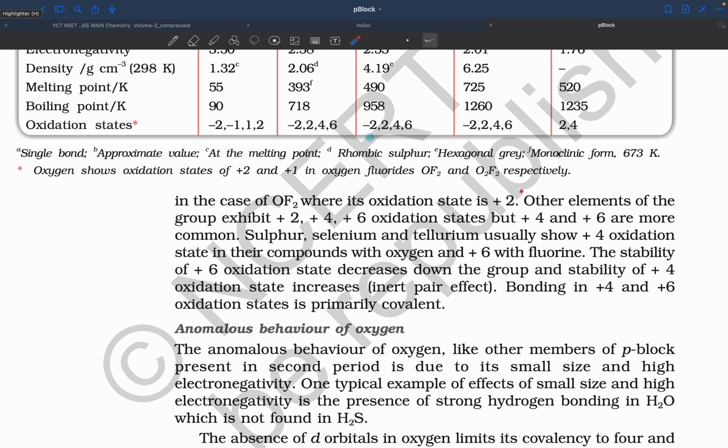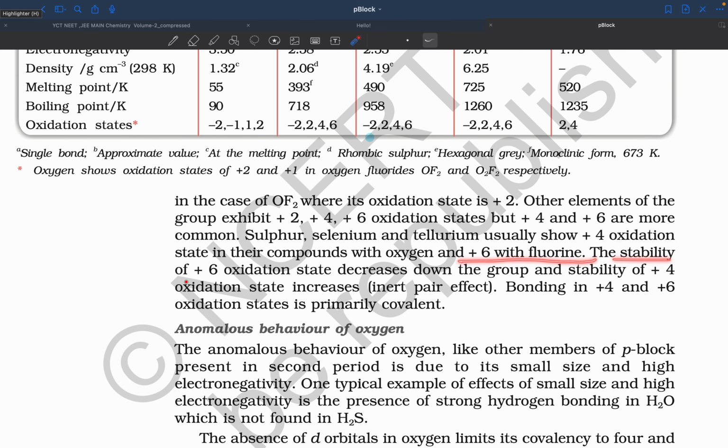Except in case of, you can see here, oxygen difluoride, where the oxidation state is +2, and the other elements exhibit +2, +4, +6 oxidation numbers. We have just seen that +6 is due to use of all the electrons, +4 is for only p electrons, and +2 is possible for these elements when compounds like oxygen difluoride are formed. But +4 and +6 are more common oxidation numbers. Sulfur, selenium, tellurium usually show +4 oxidation state in their compounds. Oxygen shows +4 with fluorine.